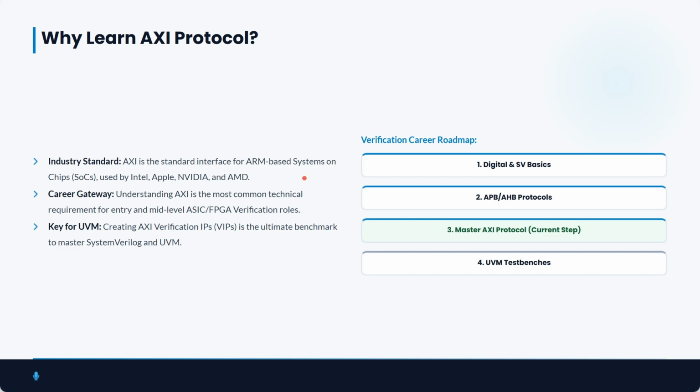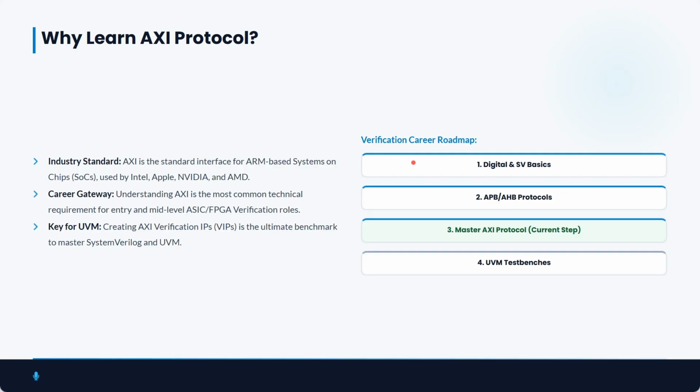For a career perspective, understanding AXI is the ultimate differentiator. It is the single most requested technical requirement for entry level and mid level ASIC and FPGA verification roles. Now why? Because if you can verify an AXI bus, you have proven that you understand concurrency, handshakes, pipelining and out of order execution.